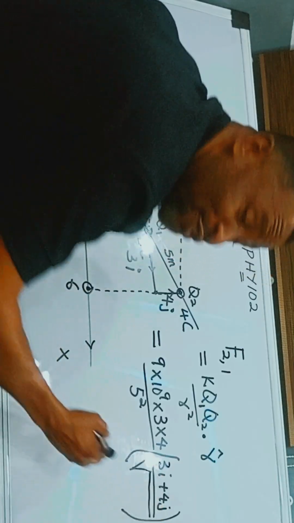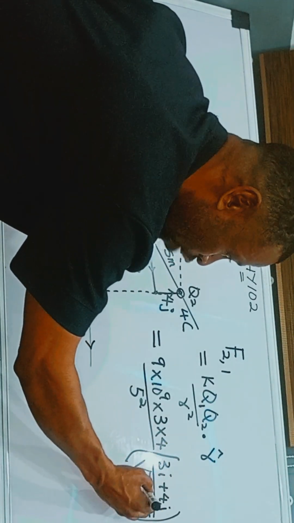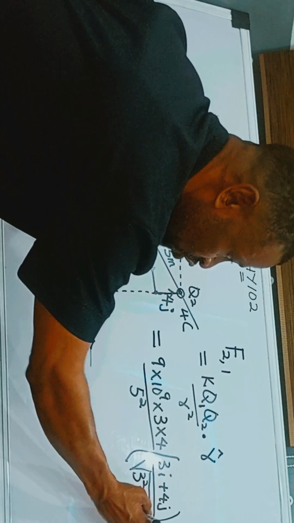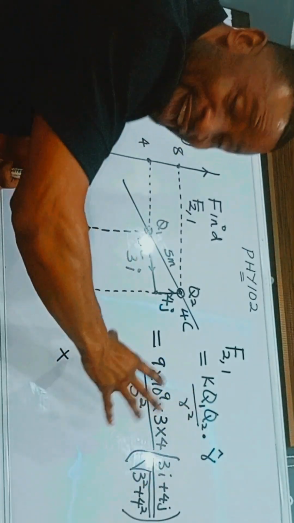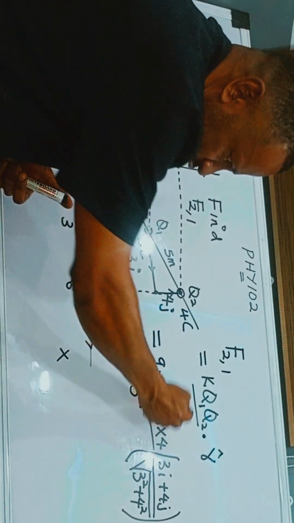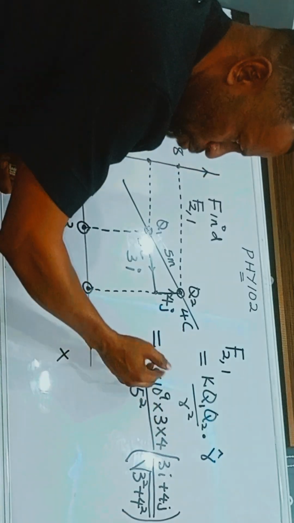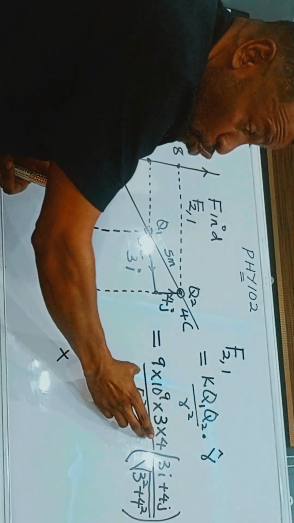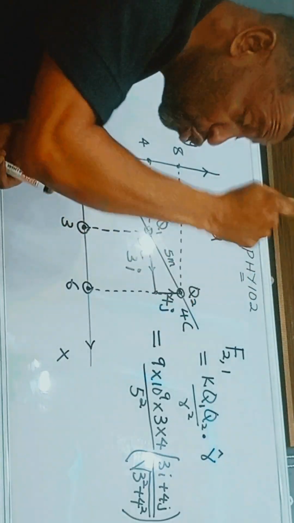How do you get the magnitude of a vector? It will be the square root of the coefficient of i squared plus the coefficient of j squared. Are we together, somebody? So if you evaluate this now, it's very simple. Use your calculator. Evaluate what is in this bracket. Open the bracket, multiply everything inside the bracket with what you have outside. You have gotten the force on 2 due to 1.